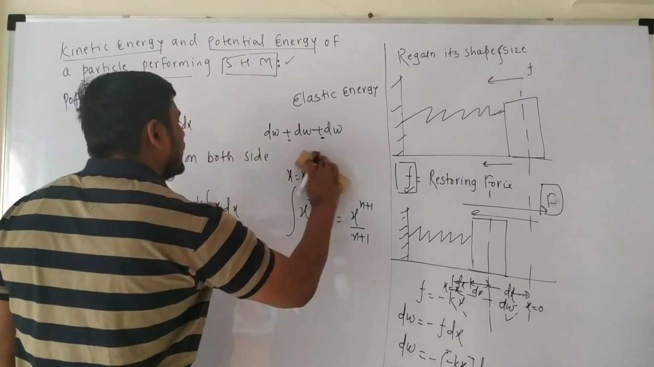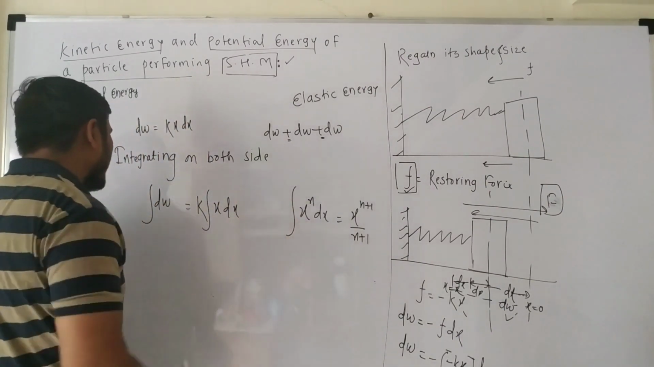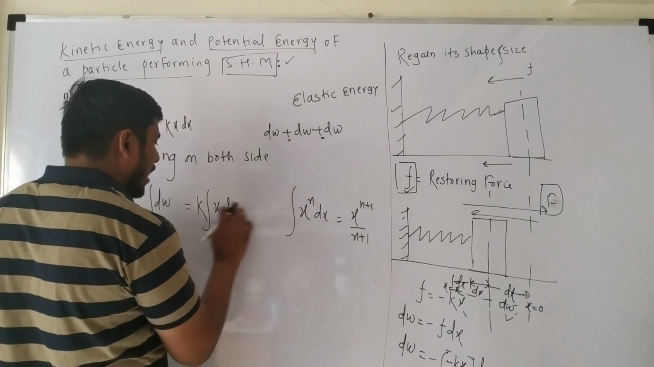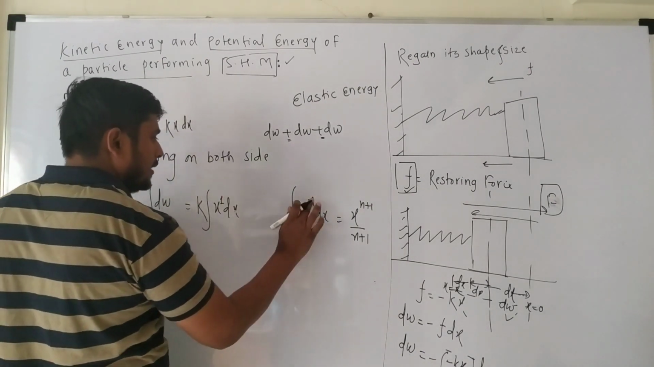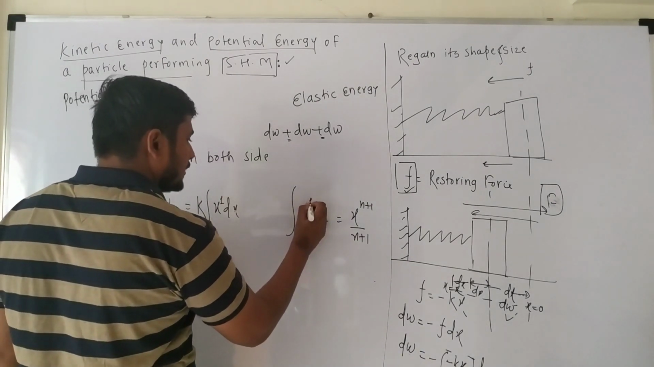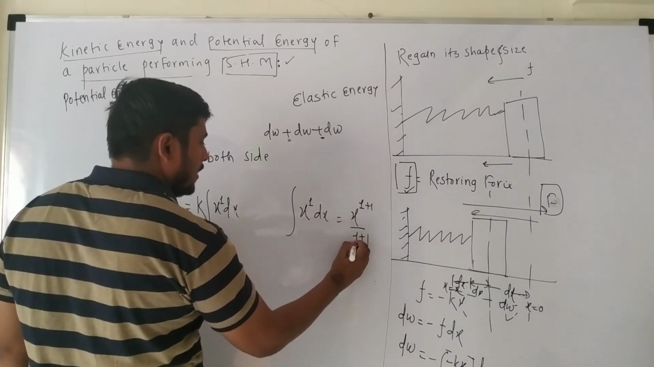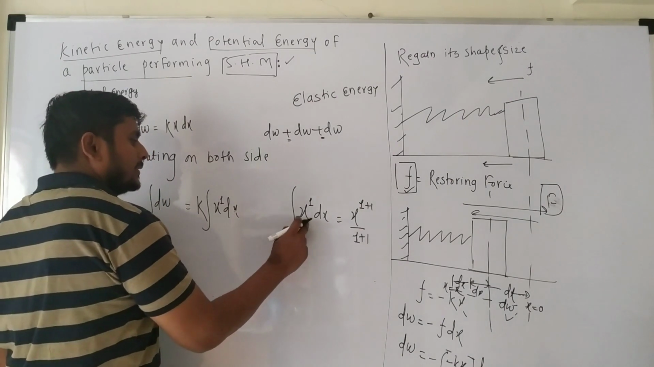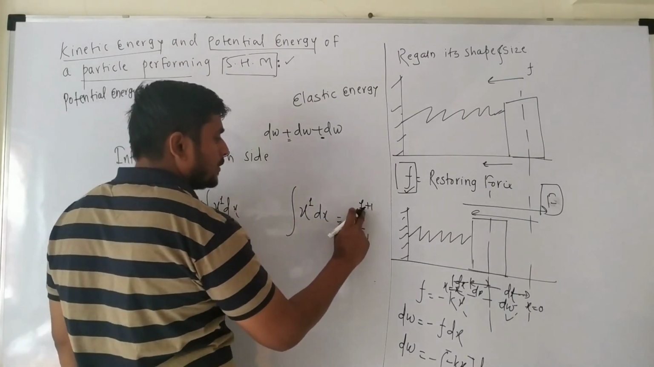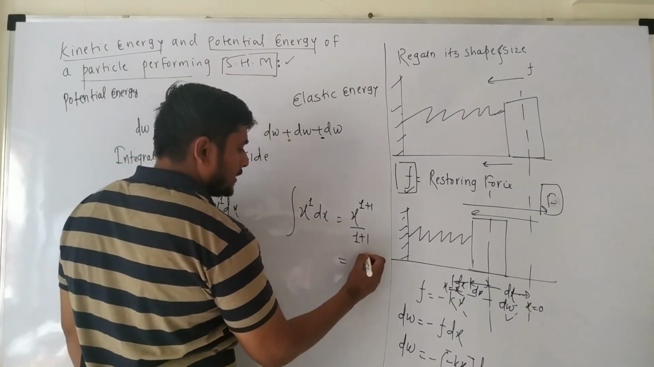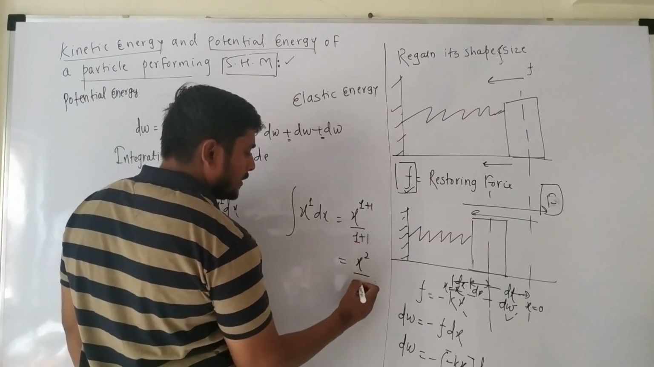Otherwise, no need to take a limit also. You can directly apply the formula. So instead of n, I'll place a 1. So what integration will I get? Integration of x raised to 1 with respect to x will be x raised to 1 plus 1, that is 2, so x square divided by 1 plus 1, that is 2.